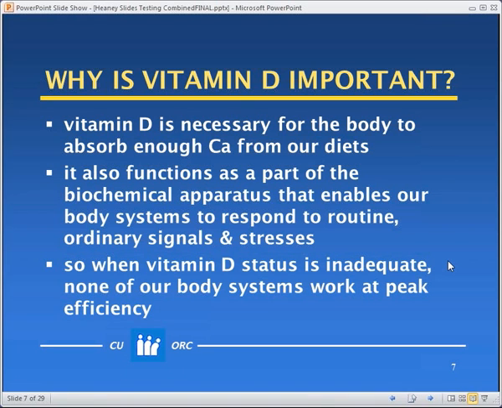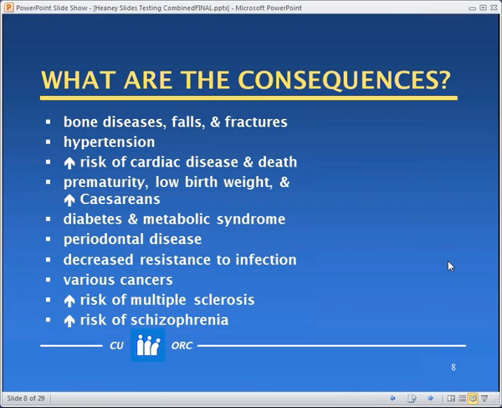When vitamin D status is not adequate, then none of our body systems will work at peak efficiency. So it's not just one thing. It's not just bone. It's not just calcium. It's all of the body systems. They all need vitamin D, and they all need enough of it in order to respond at peak efficiency. Now, what are the consequences when they don't?